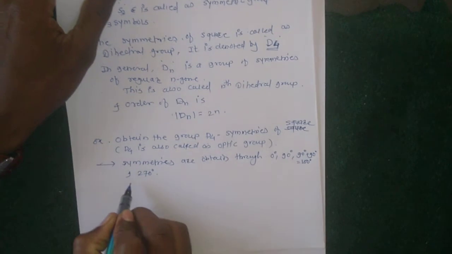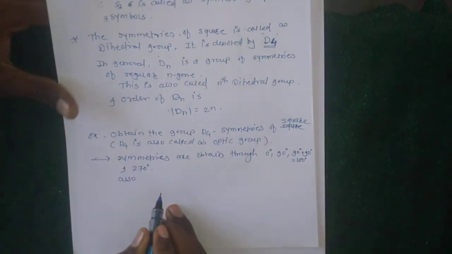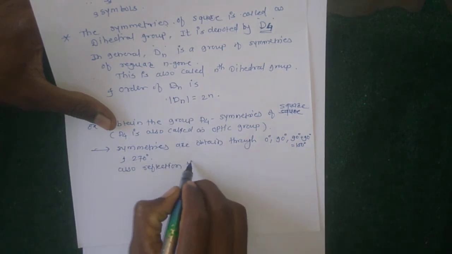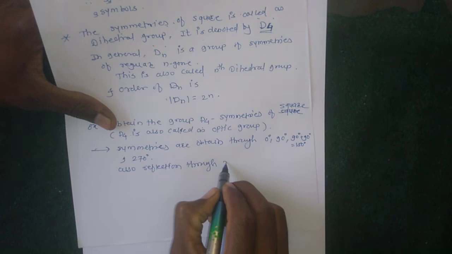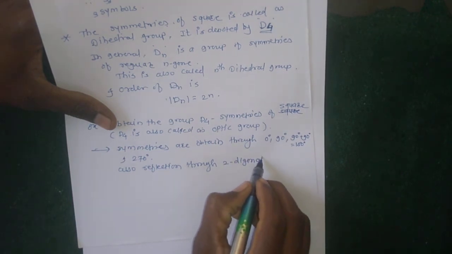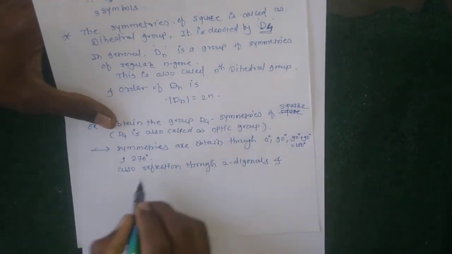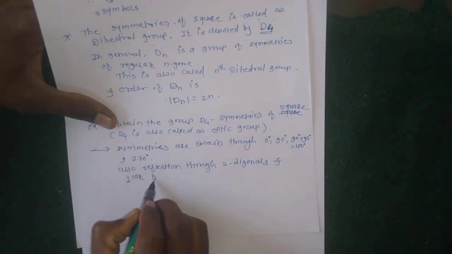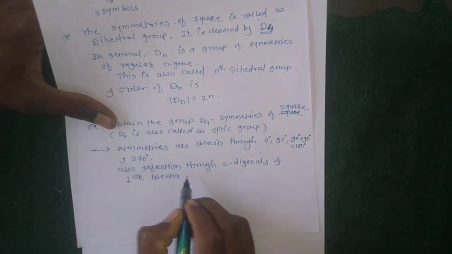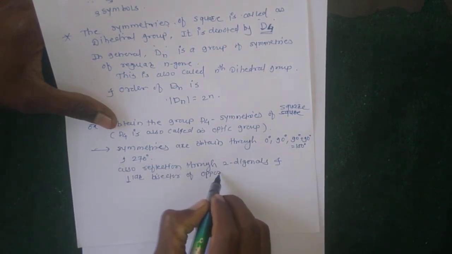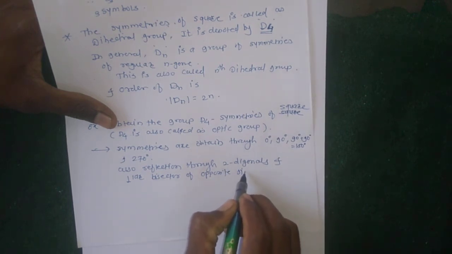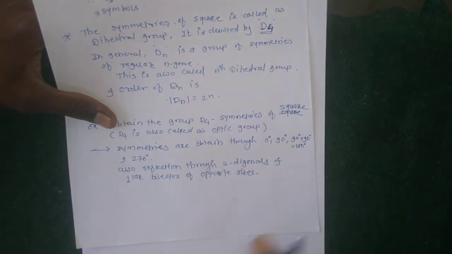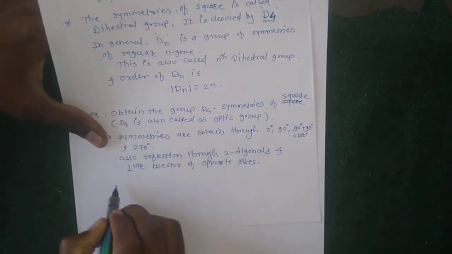Also, reflection through the two diagonals, and the perpendicular bisectors of the opposite sides. So first, rotation through 0 degrees.